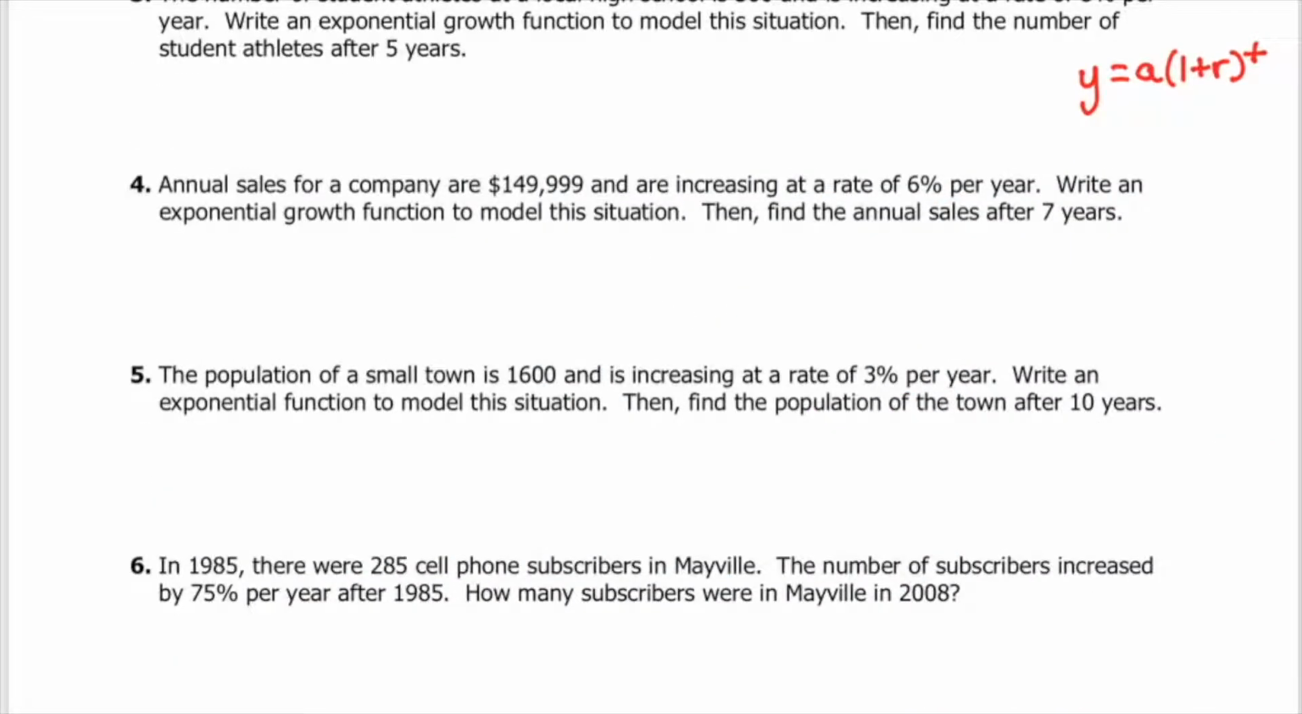Okay, so for number 3, the number of student athletes at a high school is 300 and is increasing at a rate of 8% per year. So what we can do with that is we know 300 would be A, or the original amount, and 8% we can convert to 0.08. And then we have to write an exponential function that will model this situation and then find out how many athletes there will be after 5 years. So 5 is our T.